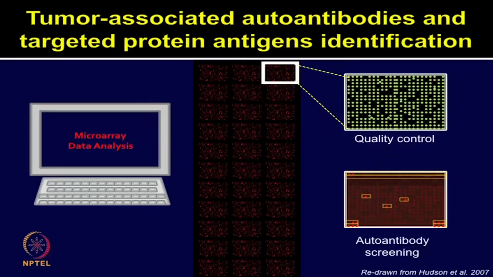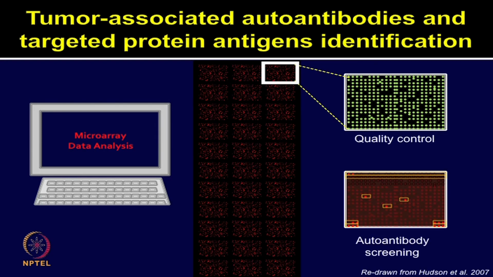These arrays are obtained commercially, so they wanted to compare antibody response of various types of proteins in ovarian cancer serum as compared to the healthy controls. Identification of tumor associated antibodies and targeted protein antigens were performed on protein microarrays. These protein microarrays contain more than 5000 GST fusion proteins, which were first probed with anti-GST antibody.